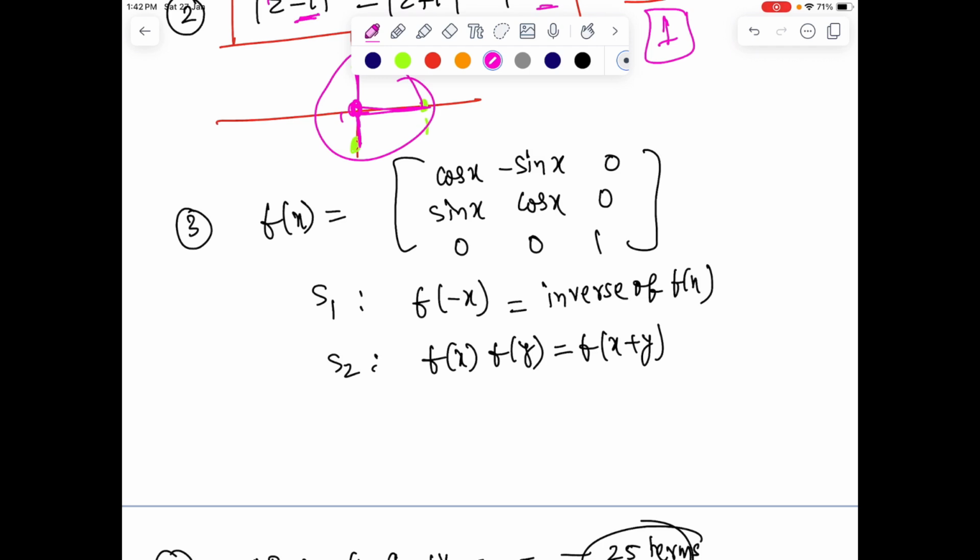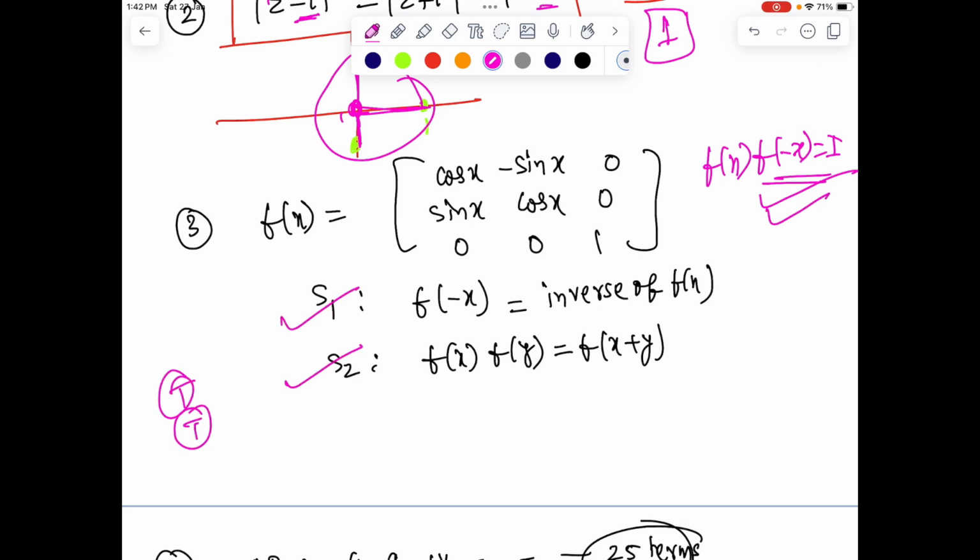One way is directly you can put f of minus x and check the inverse. You check that f(x) into f of minus x comes out to be the identity matrix. If you do so, you will get it. Again, you can put f(x), f(y) and verify that both statements are true. So S1 is true, S2 is true.